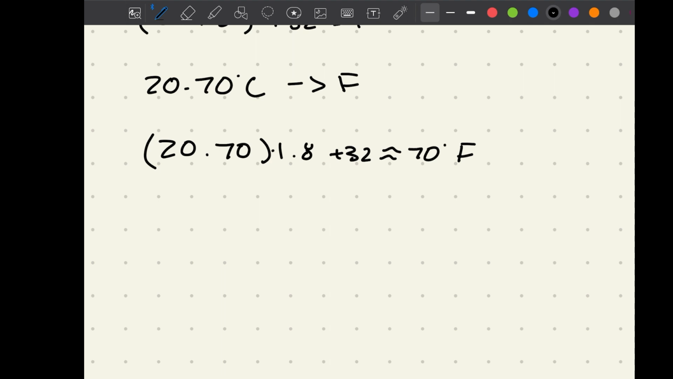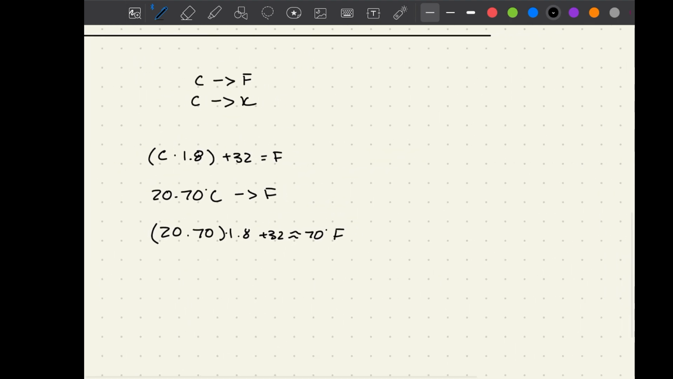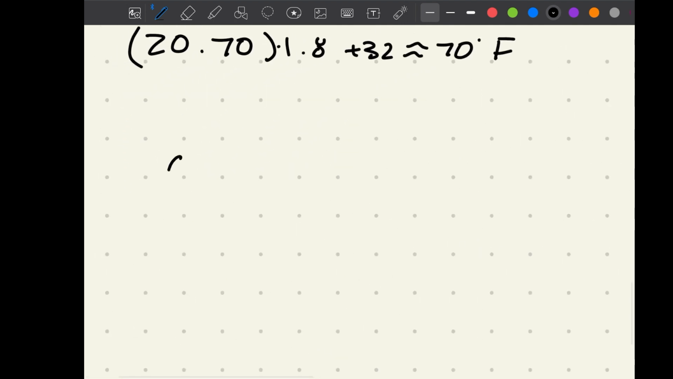Yep, that is correct. Now we need to figure out how to convert Celsius to Kelvin. This is a bit easier, as all we have to do is add 273.14. That'll give us our answer in Kelvin.